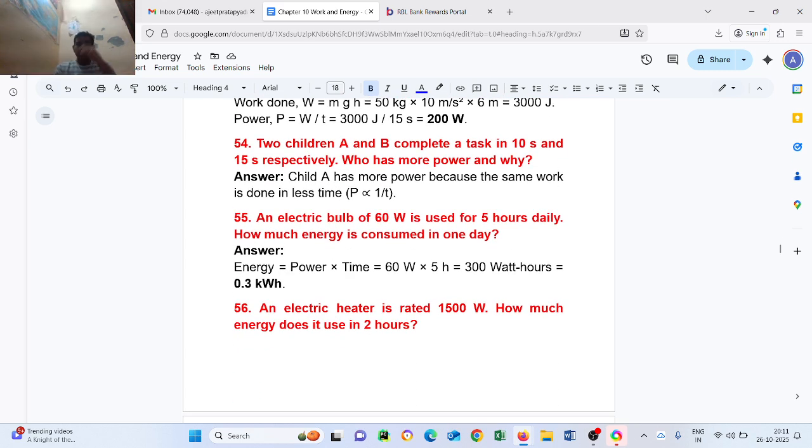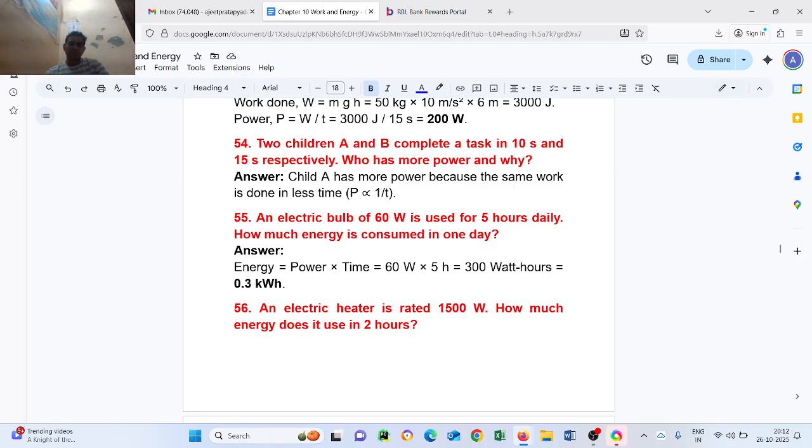Question number 55. An electric bulb of 60 watt is used for 5 hours daily. How much energy is consumed in 1 day? Answer: energy equals power multiplied by t, equals 60 watt multiplied by 5 hour, equals 300 watt hour, which is 0.3 kilowatt hour.